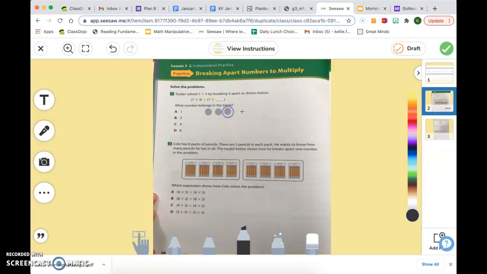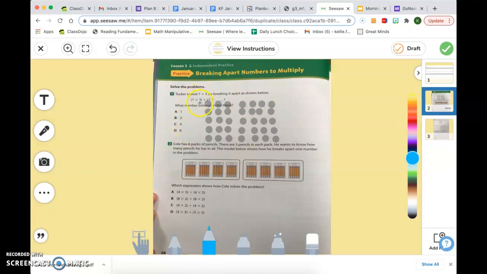One, two, three, 4, 5, 6, 7. Five groups of 7, counted one by one.